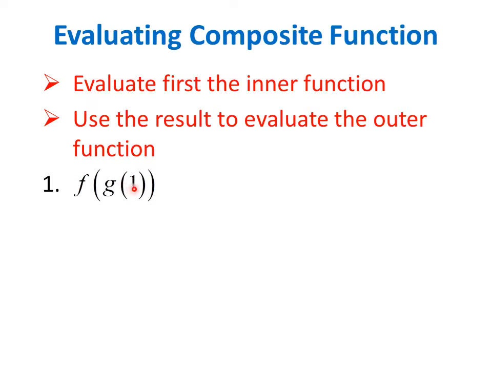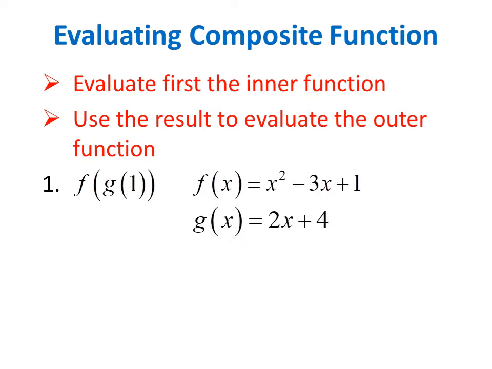First, let's say we have f of g of 1. What is the value of this composite function given that f of x is equal to x squared minus 3x plus 1 and g of x is 2x plus 4? First, we have to evaluate the inner function g of 1. To get g of 1, we simply substitute 1 into the x of g of x. So in g of x, we have 2x plus 4. So 2x becomes 2 times 1 plus 4. 2 times 1 is 2 plus 4, that is equal to 6. Therefore, g of 1 is 6.